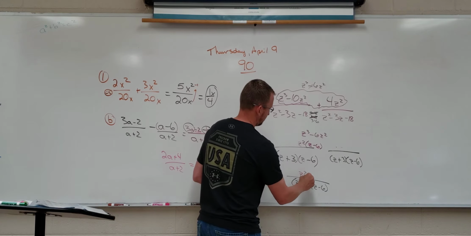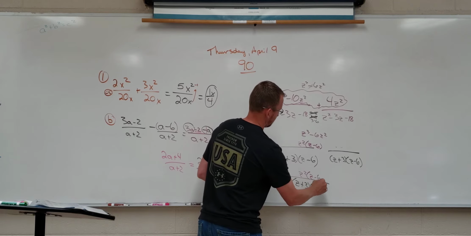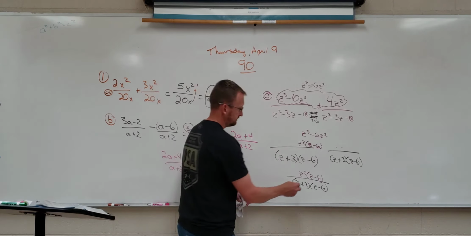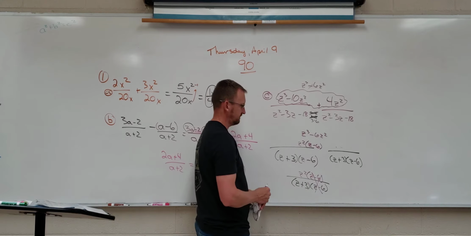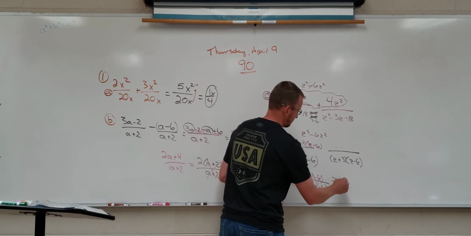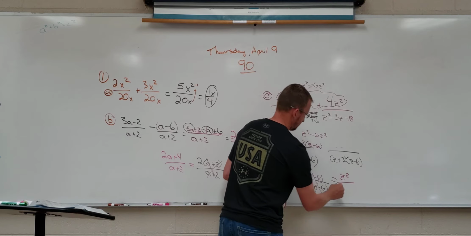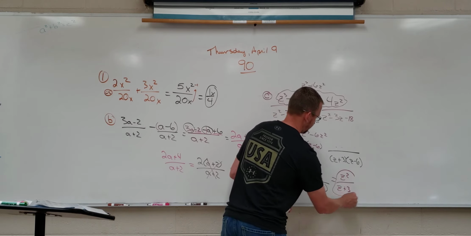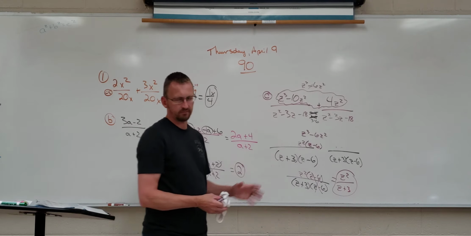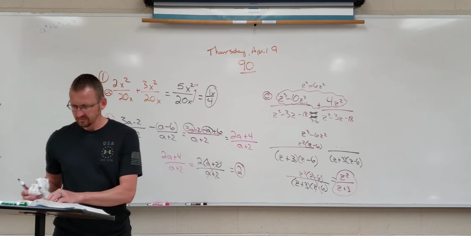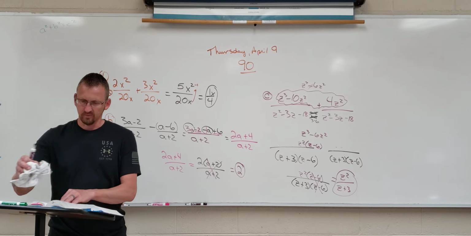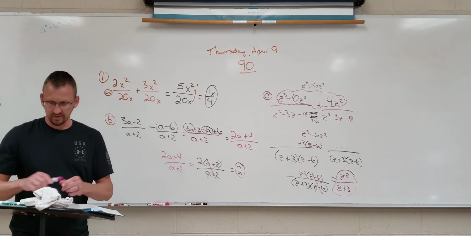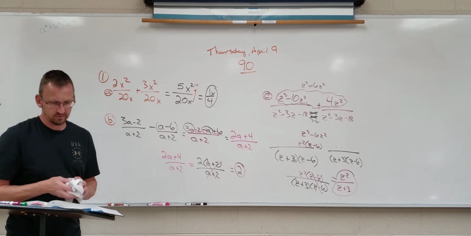So if I have z squared, z minus 6, what can I cancel now? Z minus 6. So my final answer, z squared over z plus 3. Okay? Be careful with that, that's my fault. Moving on to example 2. I'll come back over here and erase this so we can keep moving with example 2.